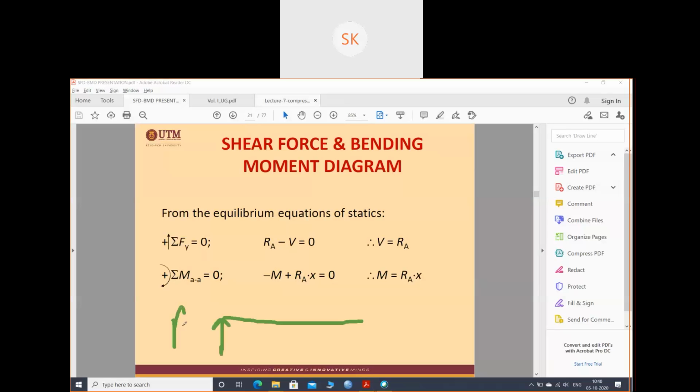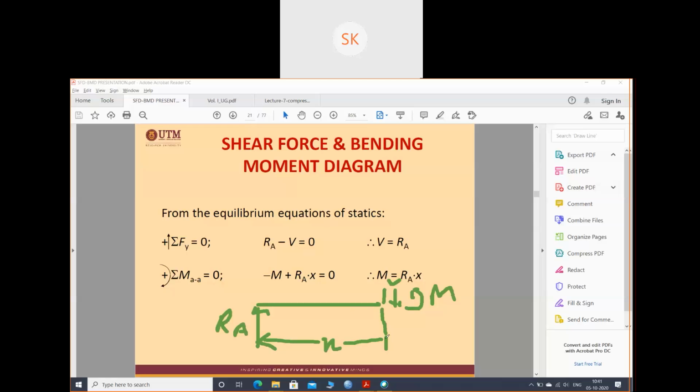If I use this equation, summation of all the vertical forces equals 0. I'm applying the forces on section AA. This is my beam, this is my RA, and this is the AA section. There I am getting a shear force and moment. This is my moment, this is my shear force, and this is my RA. The distance from here to section A is x.